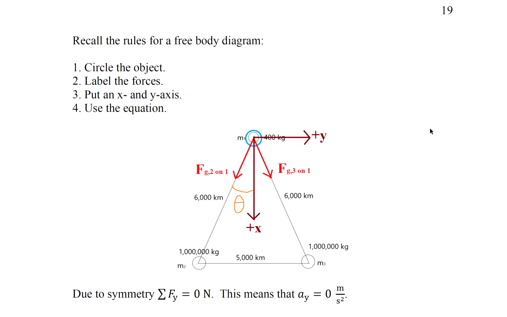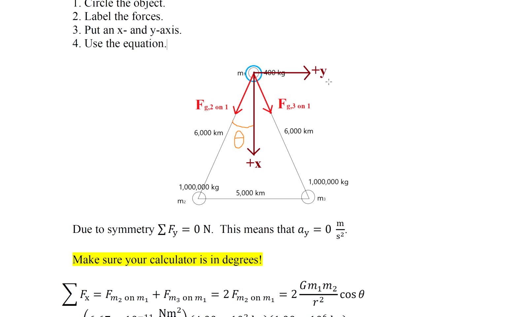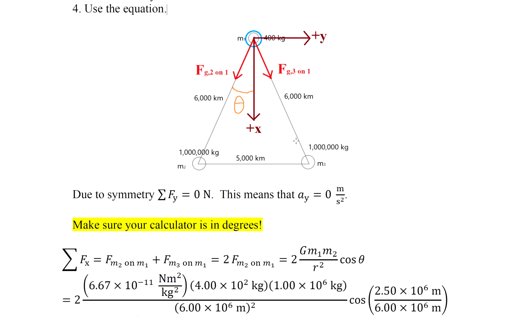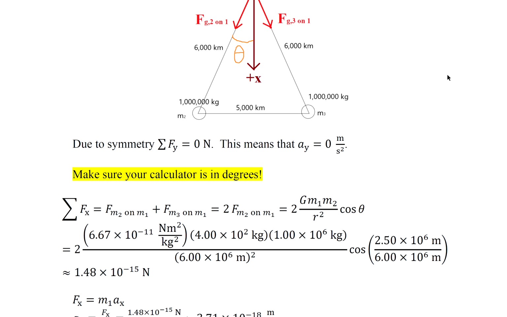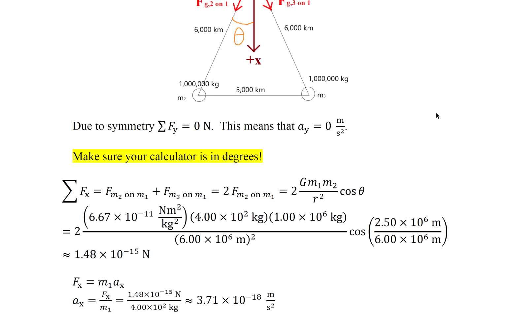So remember the rules for a free body diagram. Circle the object, label the forces, put an x and y axis, use the equation. So I circled m1, I labeled the forces, force of gravity 2 on 1, force of gravity 3 on object 1, I put an x and y axis, and now I'm going to use the equation. So due to symmetry, sigma f sub y is 0 newtons. Now make sure your calculator is in degrees. So sigma f sub x, it's going to be ma.